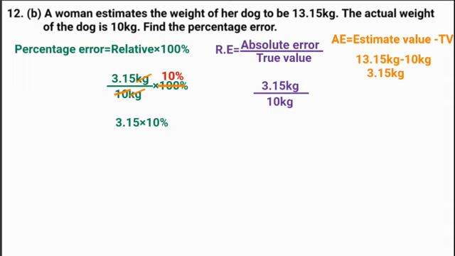So when you multiply 3.15 times 10%, it will give us 31.5%. So this is the percentage error. The percentage error is 31.5%. Let's go to the next question.